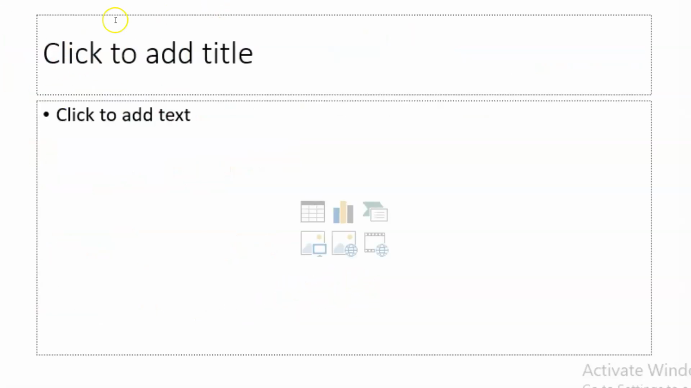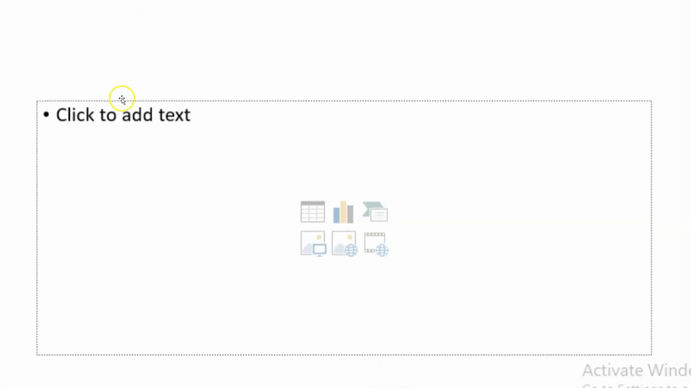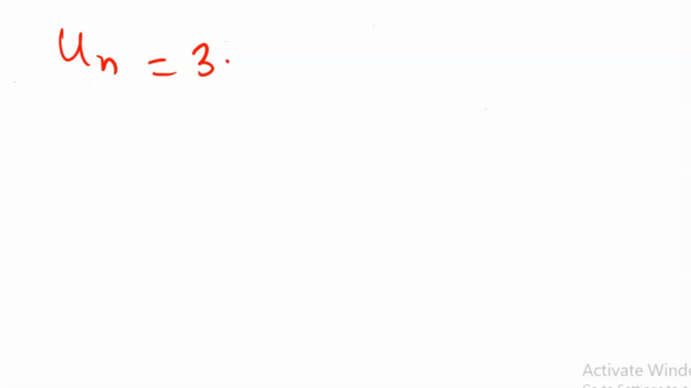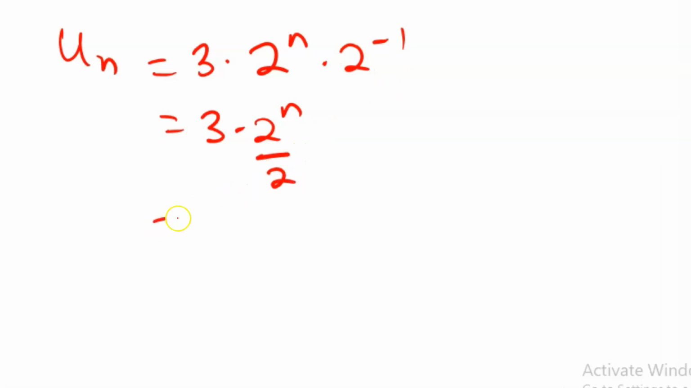We can go further. So un becomes 3 times, by indices, you can split this one: 2 raised to the power n times 2 raised to the power minus 1. So we have 3 times 2 raised to the power n, and this one we can rewrite as over 2. So 3 on 2 times 2 raised to the power n. That is the nth term.